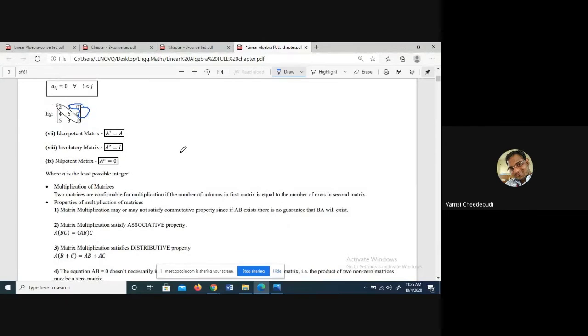And we have an idempotent matrix. If A is a given square matrix in such a way that A square is equal to A, then that matrix is called an idempotent matrix. If A square is equal to identity, then it is involutory. If A power n is equal to 0, null matrix, then it is called nilpotent matrix.